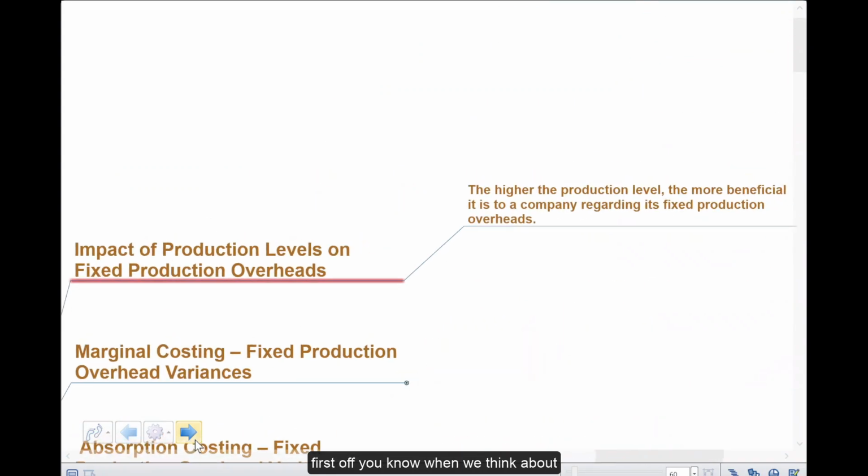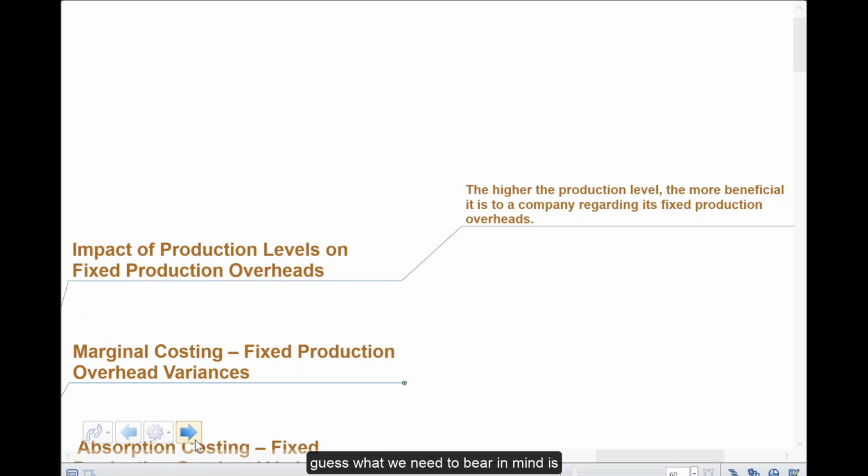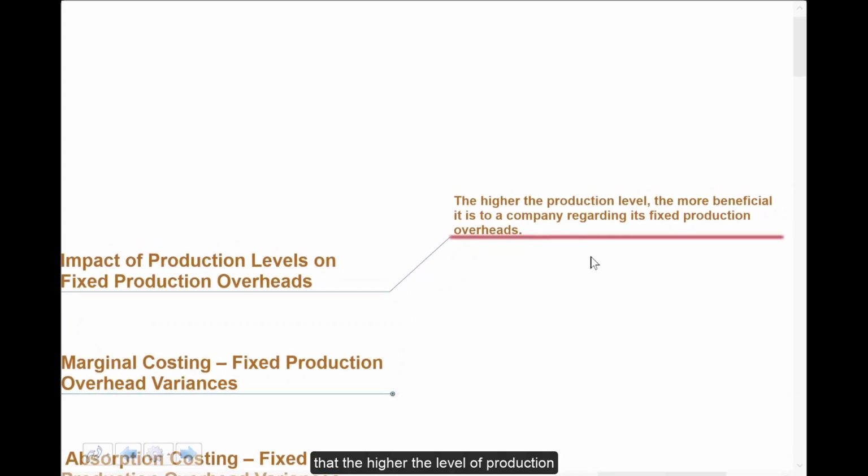So first off, when we think about production or indeed production levels, what we need to bear in mind is that the higher the level of production, the more beneficial it is with regard to fixed production overheads. Why is that? Because we're talking about something that is a fixed cost. And if we increase production levels, then in essence, we've got economies of scale, haven't we? In other words, we're spreading our fixed costs over more units, okay?